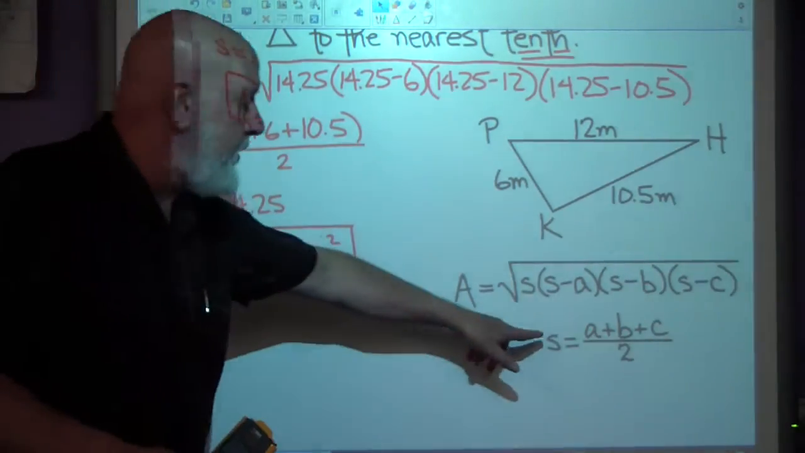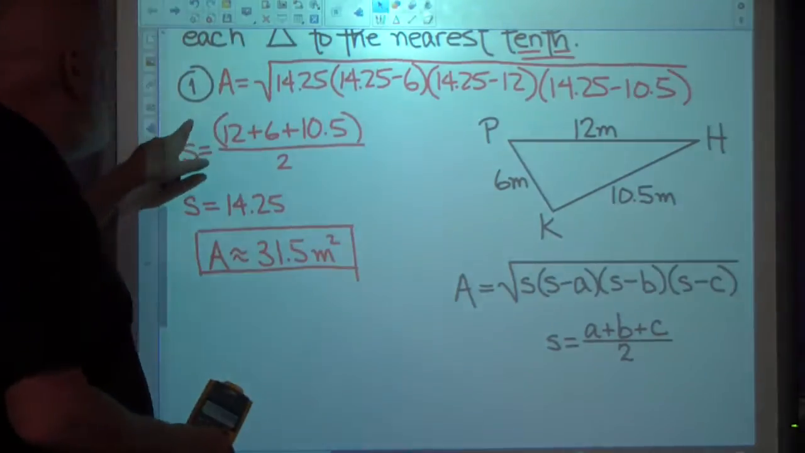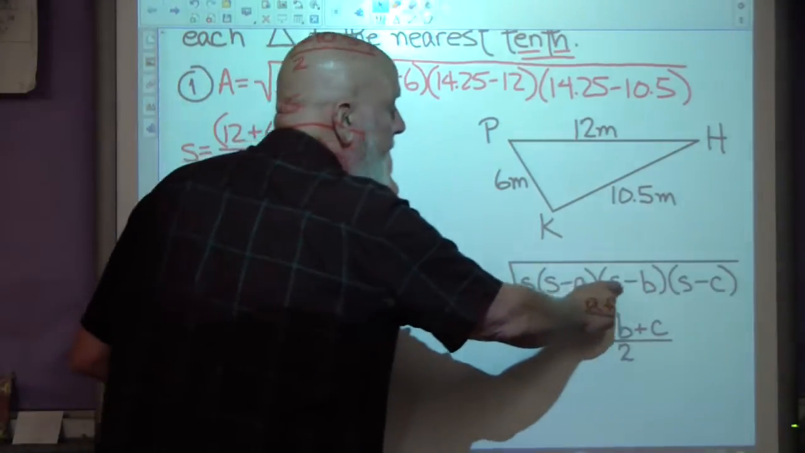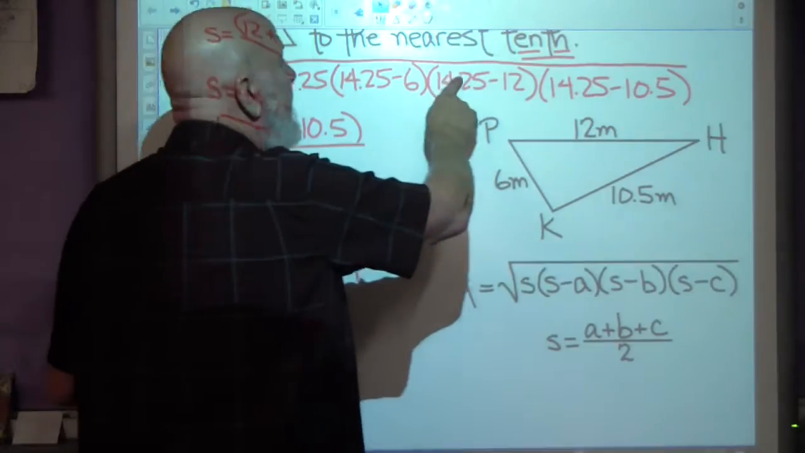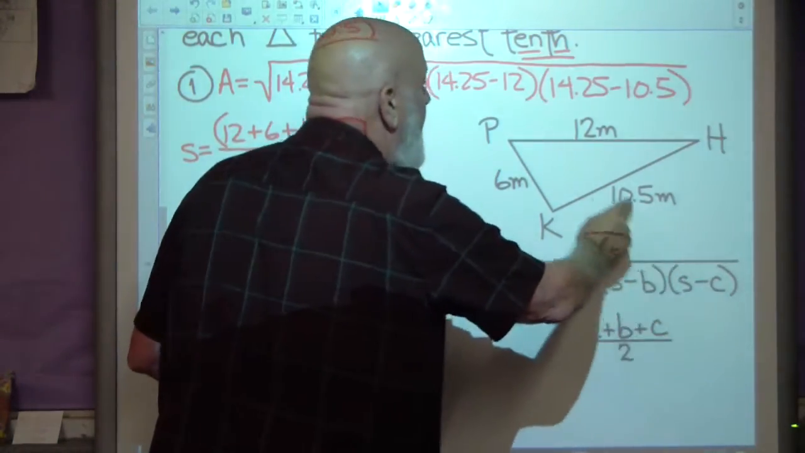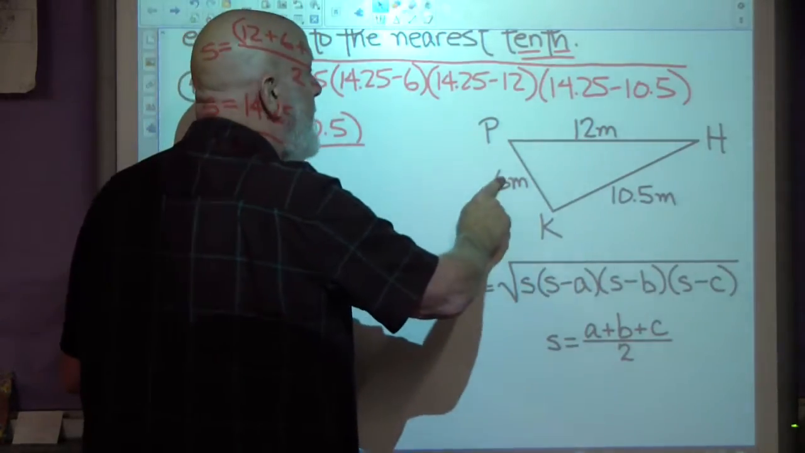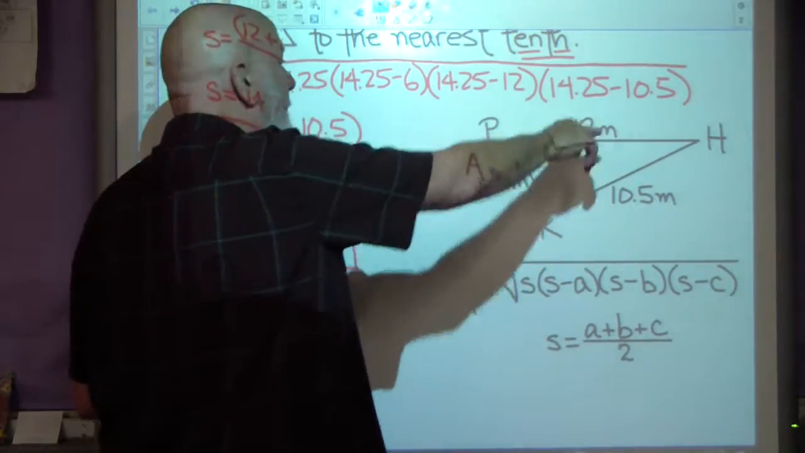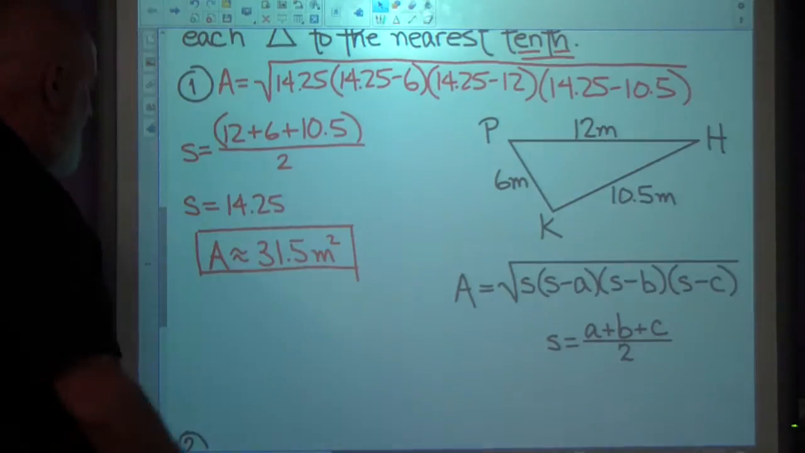We found S first by using this. Found it to be 14.25. Plug that in here, here, here, and here. There they are, 14.25. And then we plugged in the sides of the triangle here, here, and here. 6, 12 went here, and 10.5 went there. We let our calculator do the walking. All right, let's try it again.